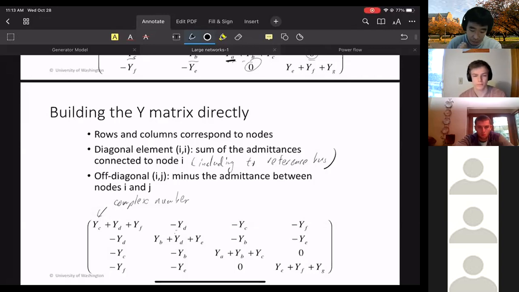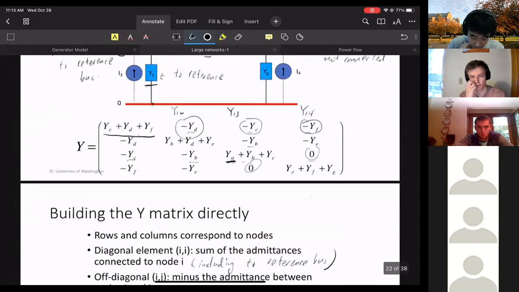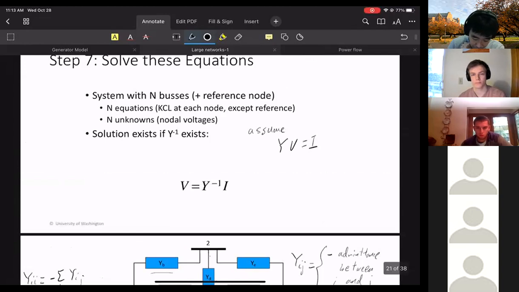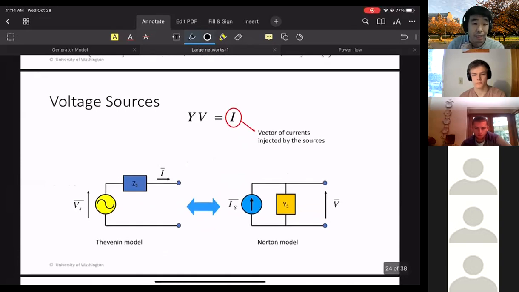So this nodal analysis works. We have an equation Y times V equals I, where we think of the currents as given values, the injections. And we have a voltage source. The way to deal with a voltage source is to do a Norton equivalent. You can use a Norton equivalent model to convert a voltage source to a current source. This is a simple transformation.